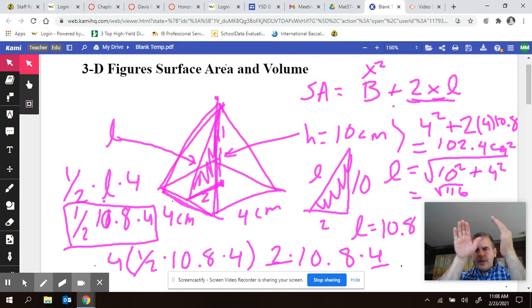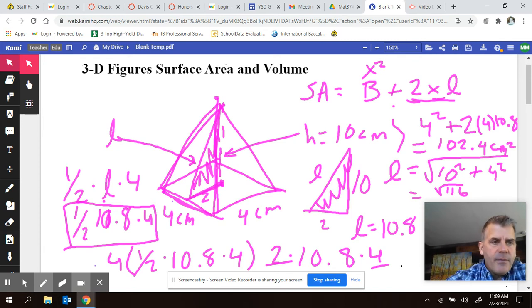That is all the area, that's the surface area, all 4 triangles of that pyramid, and then also the base all together. All right, let me double check my calculation here. I typed in 4 squared plus 2 times the base length, which was 4, times 10.8, and I got 102.4. Hopefully there's no mistakes in that. I think that's pretty good.